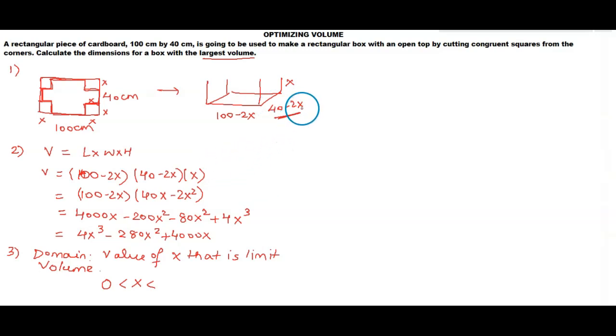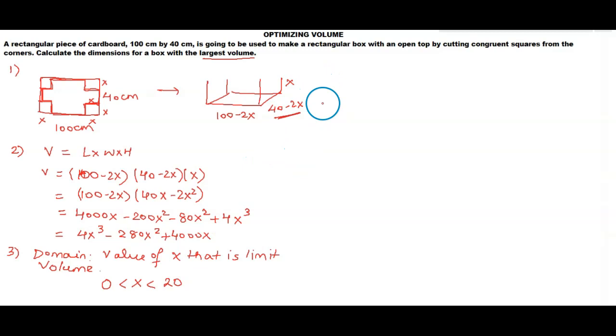So if I put 25, 2 times 25 is 50 and 40 minus 50, I cannot do that. So I don't have to look on this side, I have to look at this side in order to decide what could be my maximum value of x. So from here I get to know my maximum value of x is 20.